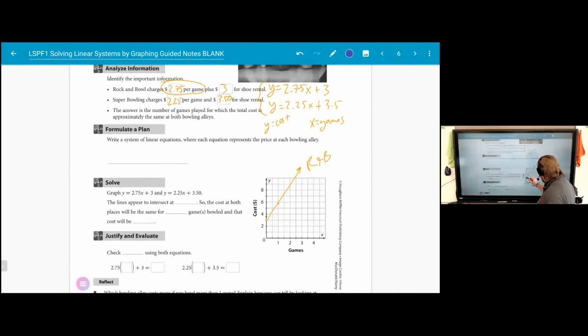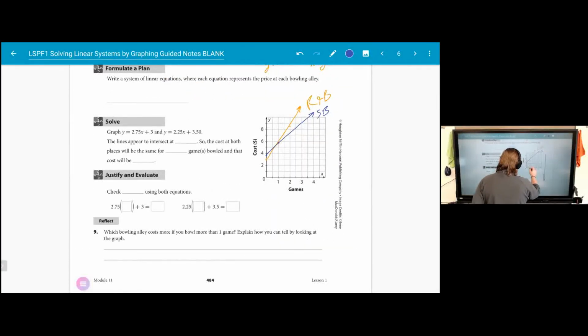Oh, I think I see it already. I'm going to draw that. It looks like they cross right there. At 1 game? Wow, that'd be weird. It looks like 1 and almost 6. I know it's not quite 6. It looks like 5 3/4 maybe, 5.75. Let's try the 1 and 5.75. 2.75 times 1 plus 3 is 5.75. That's for Rock and Bowl. And then 2.25 times 1 plus 3.5 is also 5.75. If you would have checked 6, you would have seen that it came close. That's our estimation, and this makes a lot of sense.